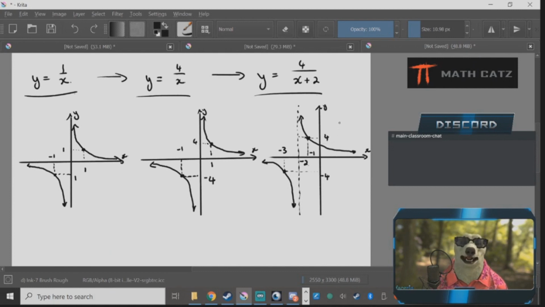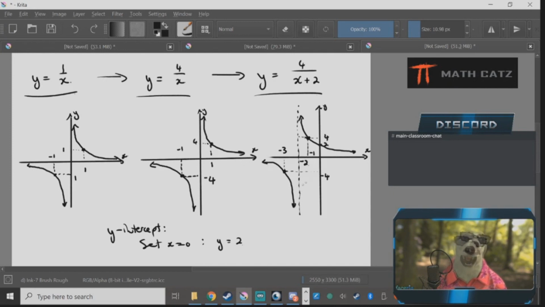Well, that looks like a graph. Let's do it separately. Y-intercept, because it's not hard to do, right? I set x equal to 0. What do I get? I get 2. 4 over 2. So that's a 2. I at least want to show that.